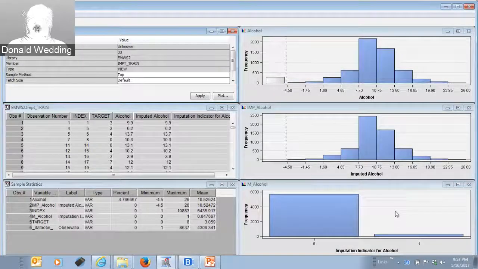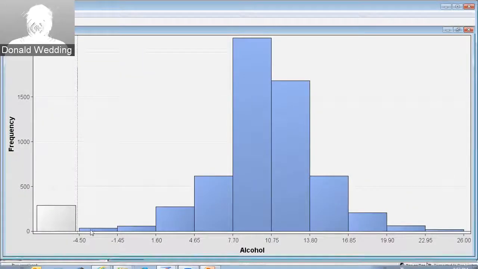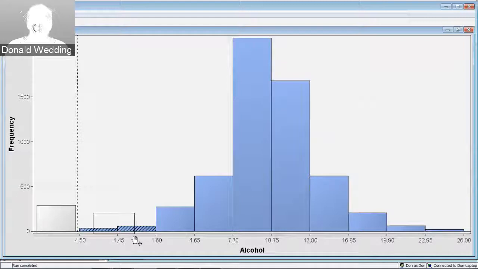Okay, so anyways, let's look at alcohol. Notice that alcohol has negative values in there. Wow, okay, so you're right. This did have some negative values. What I would do with the negative values is maybe turn them into missing values. I don't know. Maybe there was an error. I'd explore to figure out what is wrong with this negative stuff. Is there any weird correlation between this variable and the target?